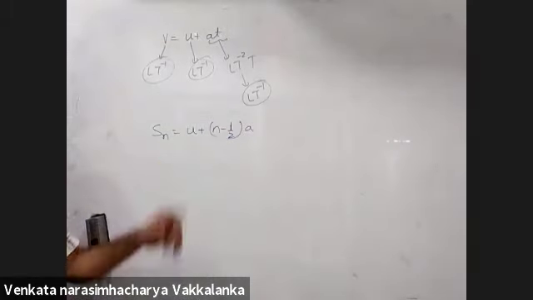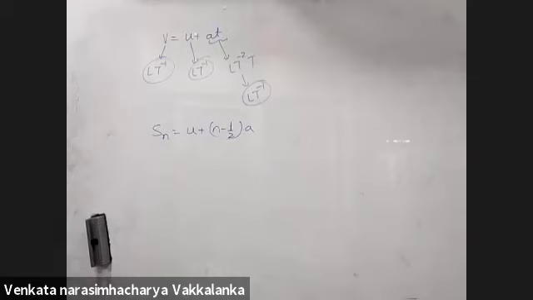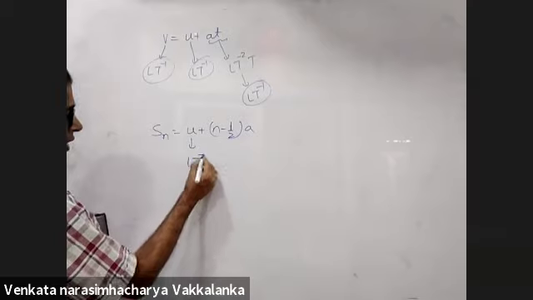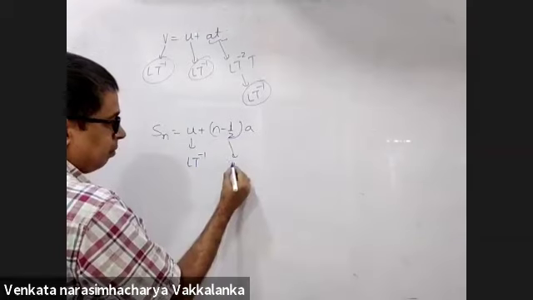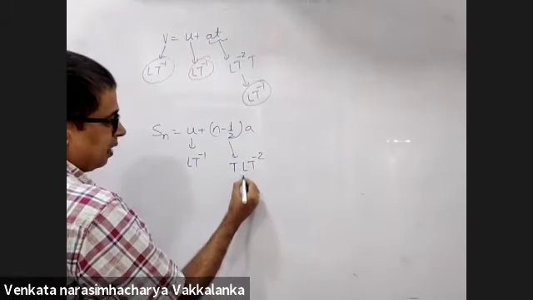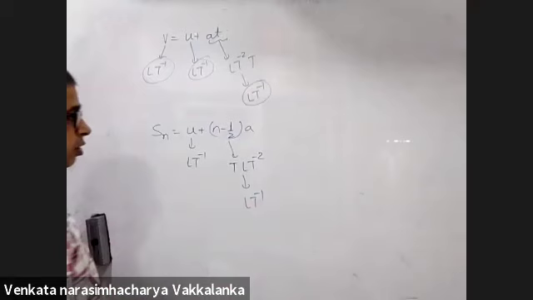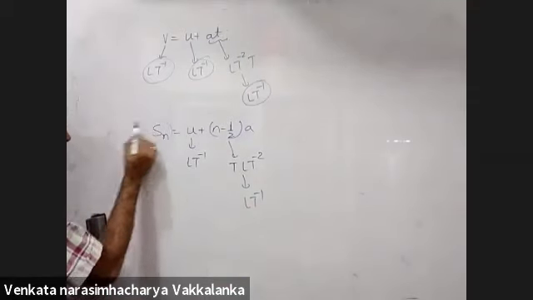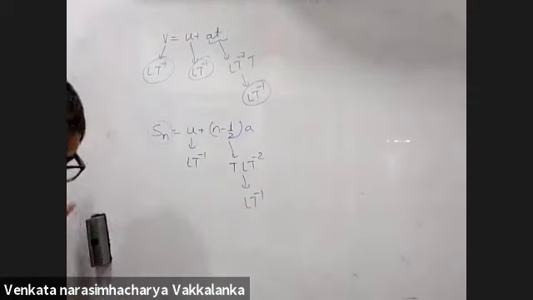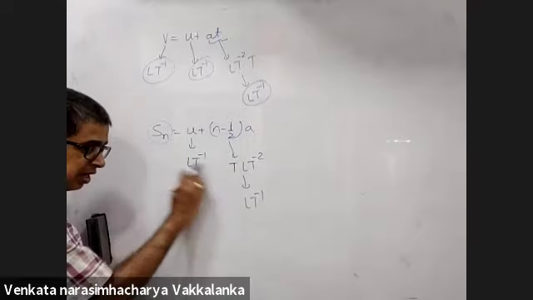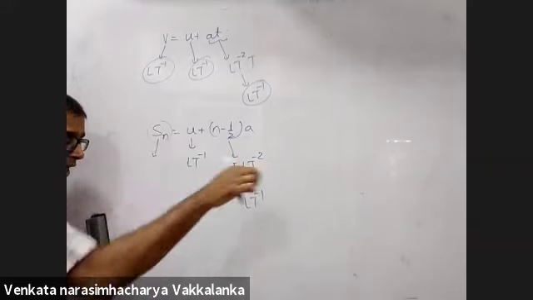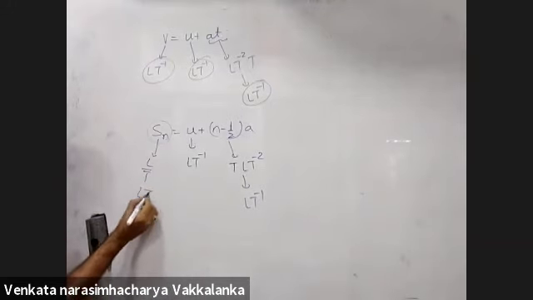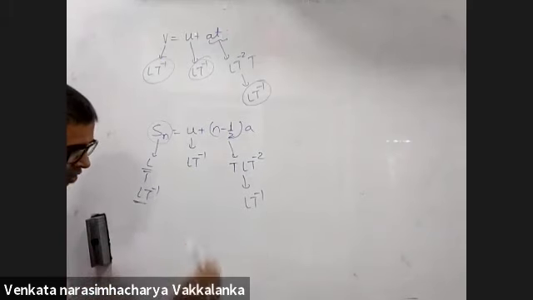Sn is U plus n minus half into A. Displacement in the nth second. Students say this is L t to the power minus 1. This is time. T, L t to the power minus 2. This turns out to be L t to the power minus 1. Then this is giving me displacement, and hence dimensionally this is not valid. They are wrong. This is displacement in the nth second, L by T, L t to the power minus 1.